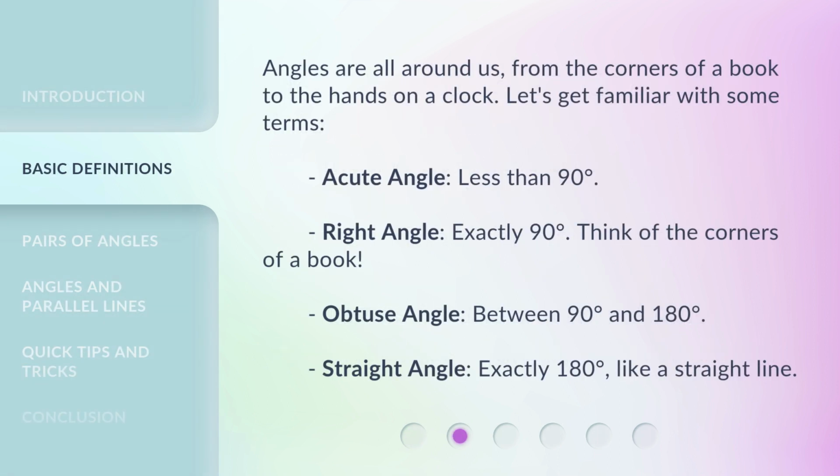Angles are all around us, from the corners of a book to the hands on a clock. Let's get familiar with some terms. Acute angle, less than 90 degrees. Right angle, exactly 90 degrees. Think of the corners of a book. Obtuse angle, between 90 degrees and 180 degrees. Straight angle, exactly 180 degrees, like a straight line.